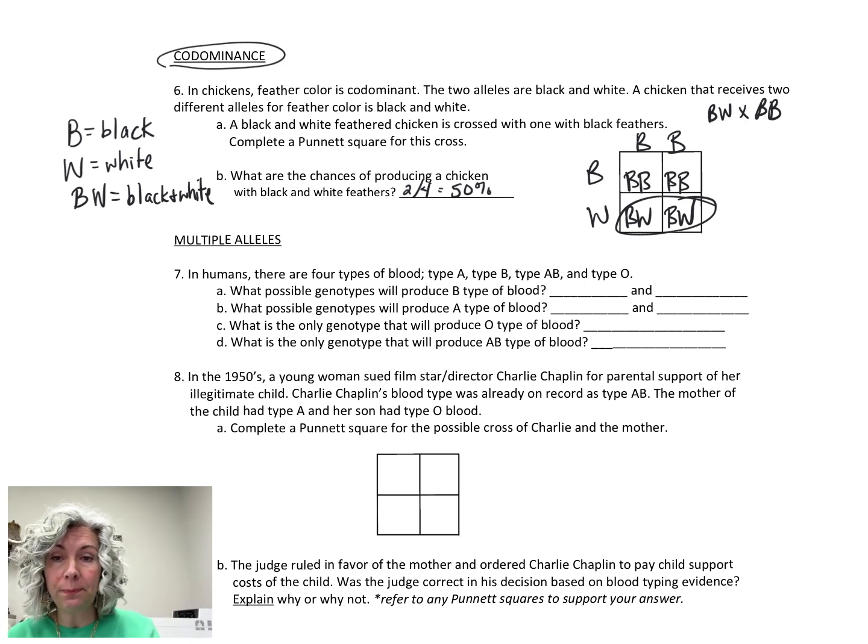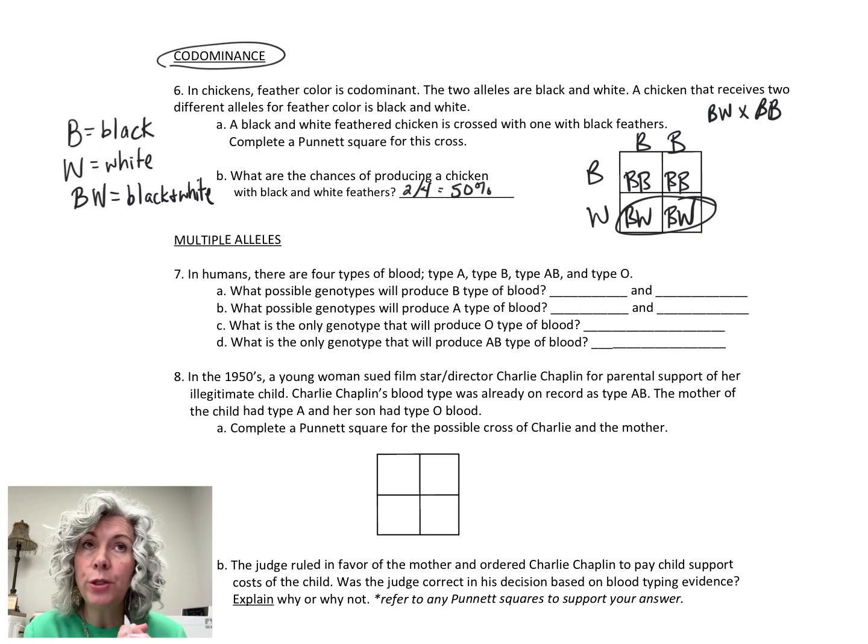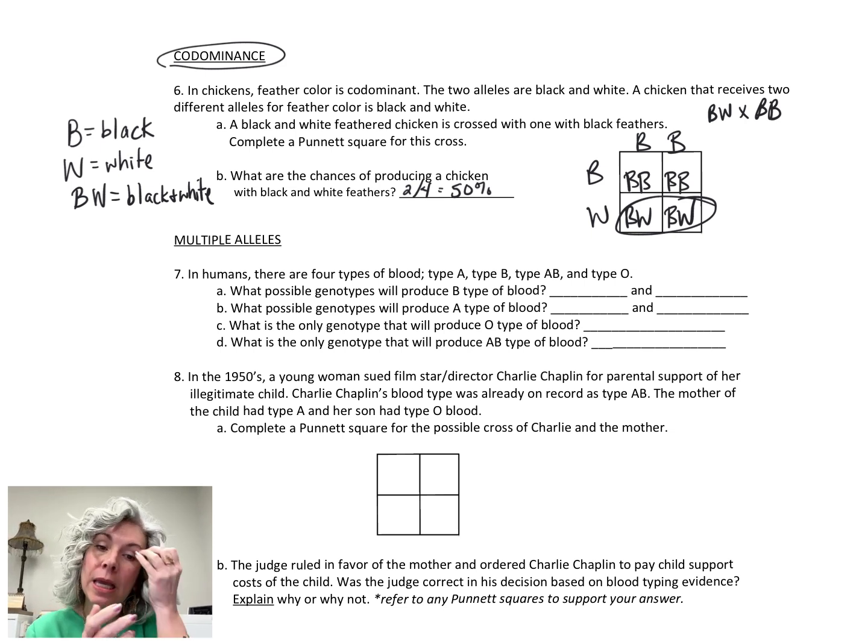All right, so here we go. In the ABO blood group, A and B are codominant. Okay, so A and B are codominant. O is a recessive allele. So O can be hidden by the A's and the B's. O can be hidden.